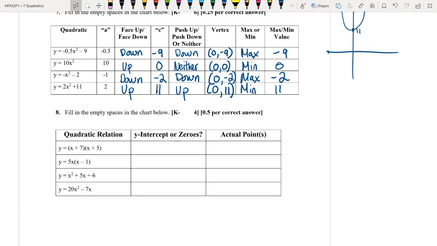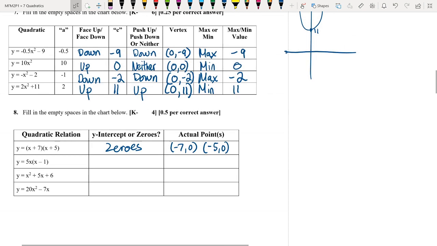Question number 8 says fill in the empty spaces in the chart below. We're looking at a quadratic relation, and we're going to determine, can we find the y-intercepts or the zeros from the quadratic relation, and then we're going to write the actual points. So y equals x plus 7 times x plus 5 is showing us the zeros. All we have to do is write the opposite sign. So if it's plus 7, then one of our zeros is going to be -7, 0, because it's the opposite sign. So positive 7 is -7, and the other one is going to be -5, 0.